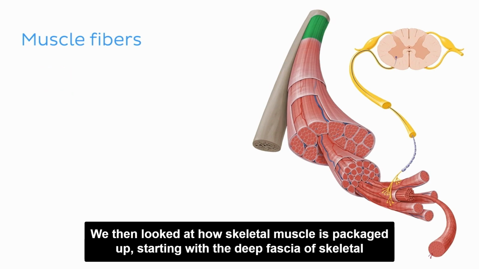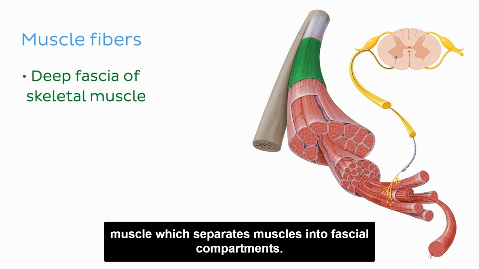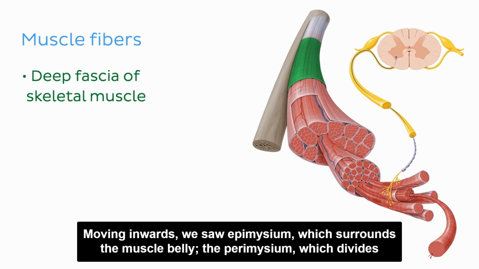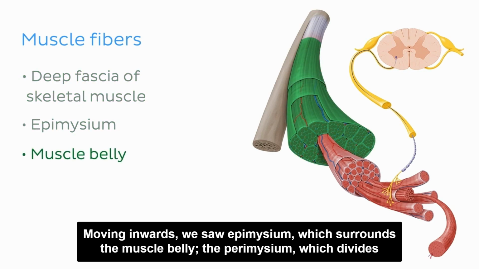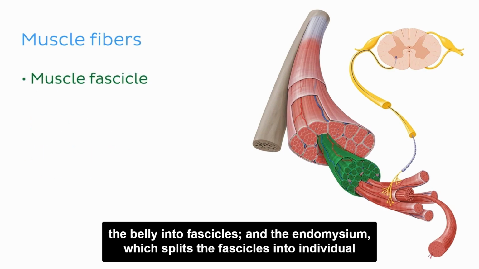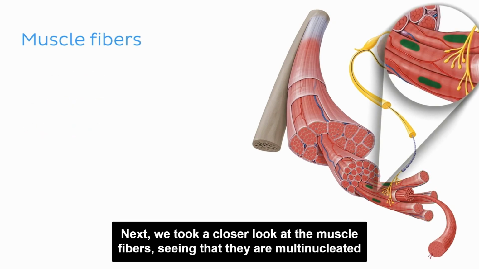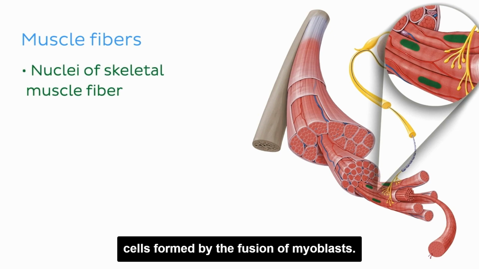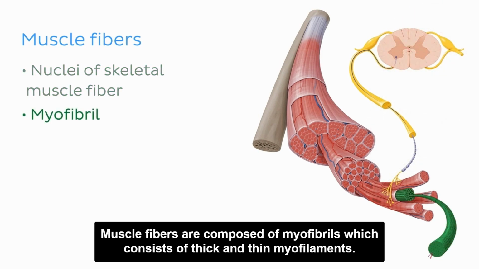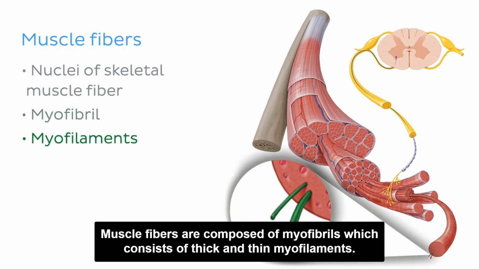We then looked at how skeletal muscle is packaged up, starting with the deep fascia of skeletal muscle, which separates muscles into fascial compartments. Moving inwards, we saw epimysium, which surrounds the muscle belly, the perimysium, which divides the belly into fascicles, and the endomysium, which splits the fascicles into individual muscle fibers. Next, we took a closer look at the muscle fibers, seeing that they are multinucleated cells formed by the fusion of myoblasts. Muscle fibers are composed of myofibrils, which consist of thick and thin myofilaments.